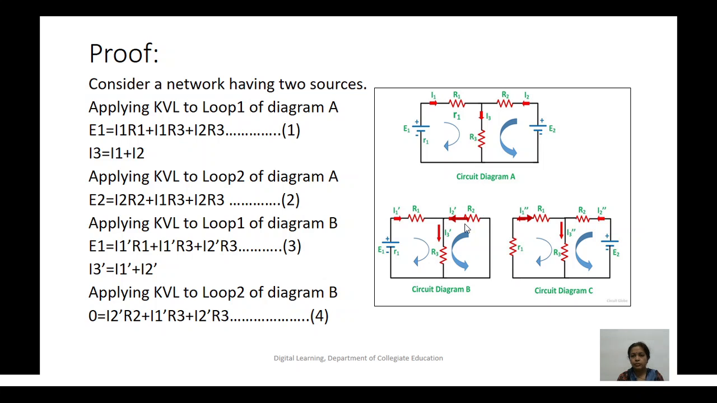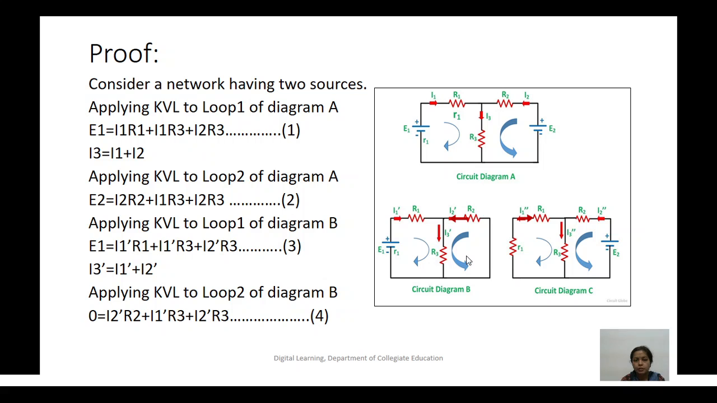If you apply KCL, Kirchhoff's current law, to this network, I1 dash plus I2 dash is I3 dash. Current entering the node is equal to current leaving the node. So instead of I3 dash, we can write I1 dash plus I2 dash. For loop 1, if we apply KVL, I1 dash R1 plus I1 dash R3 plus I2 dash R3 is equal to E1. That is equation 3.